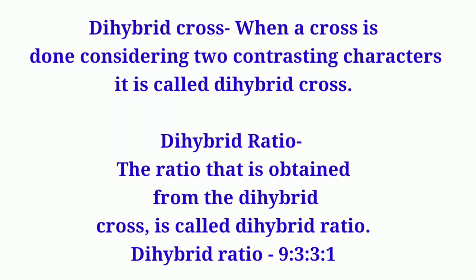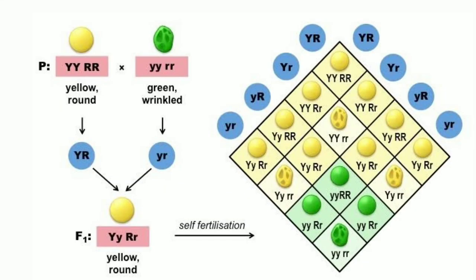Dihybrid ratio: the ratio that is obtained from the dihybrid cross is called the dihybrid ratio, and it is 9:3:3:1. Now let's see again how this ratio is obtained. Let's try to understand the dihybrid cross and how this dihybrid ratio is obtained.